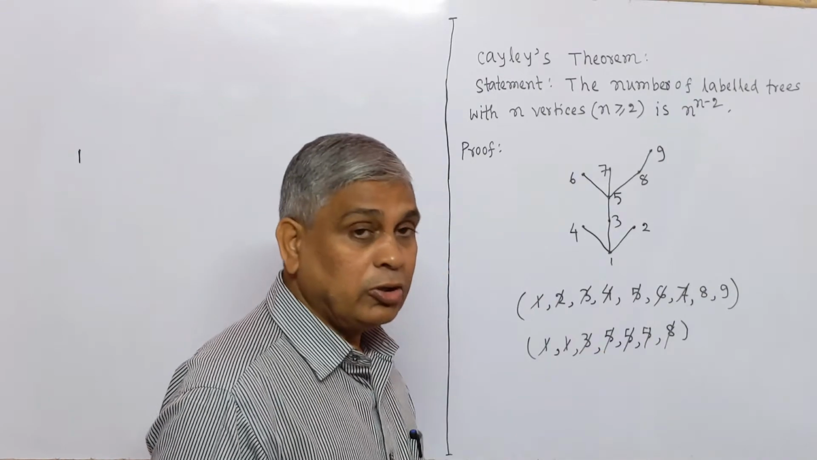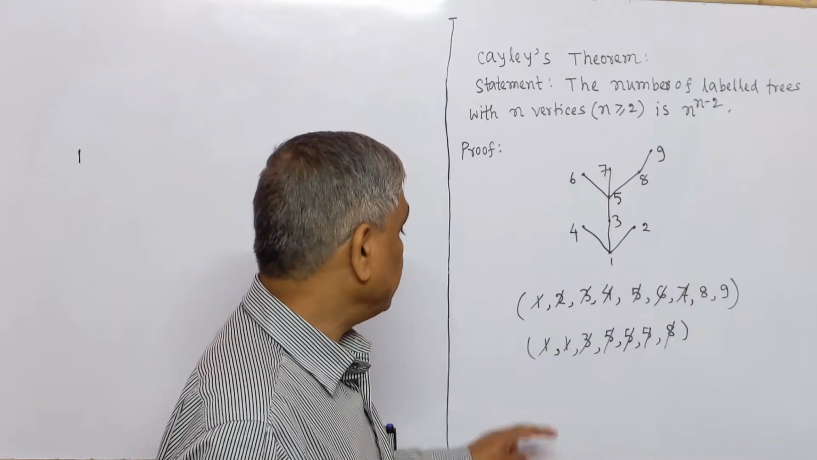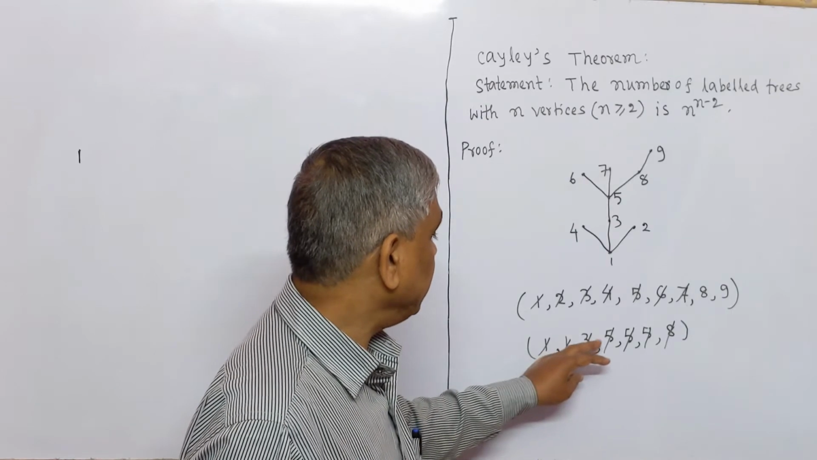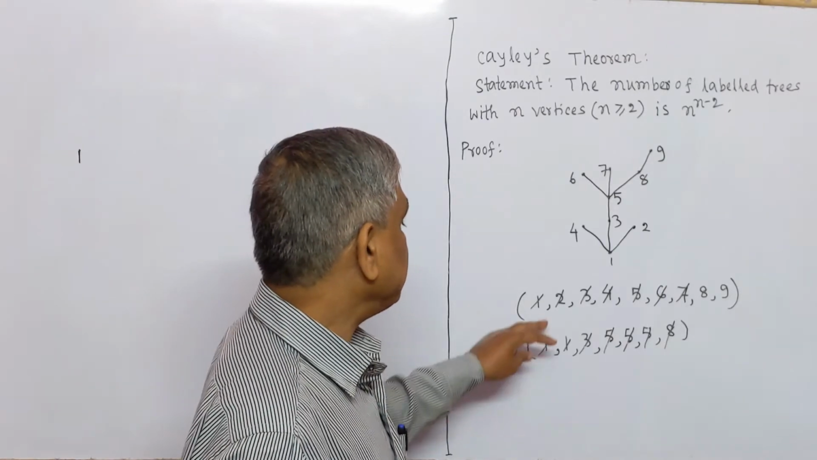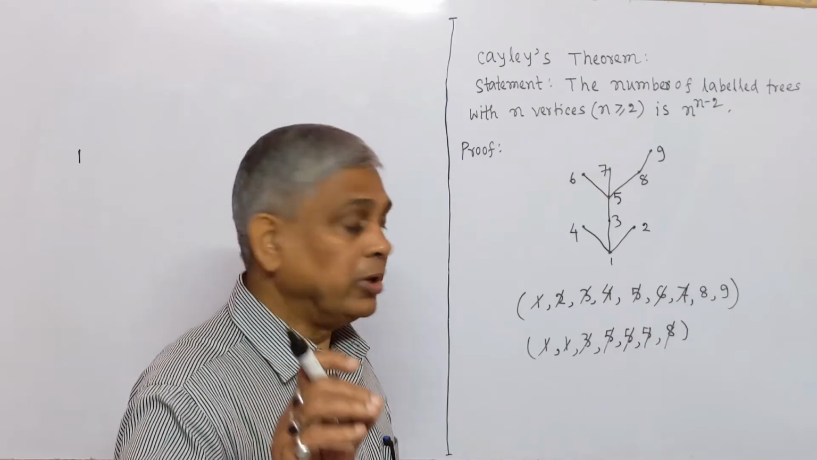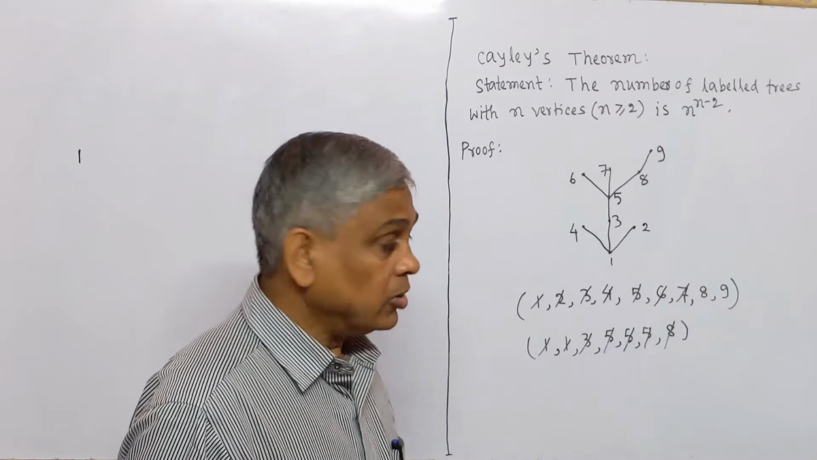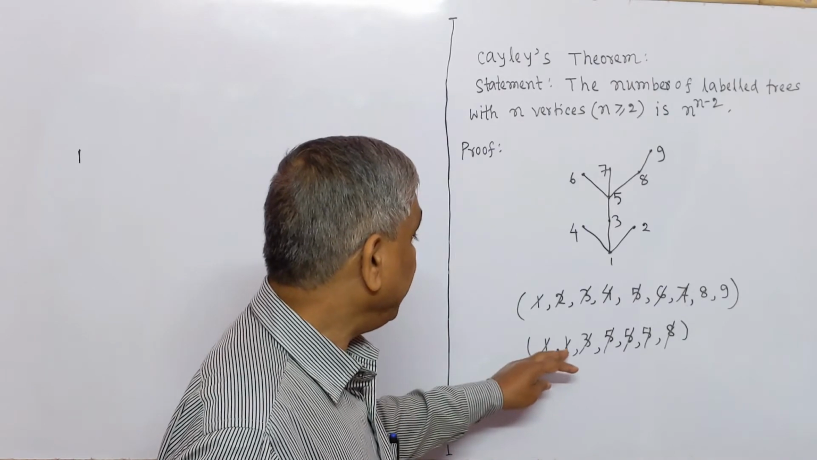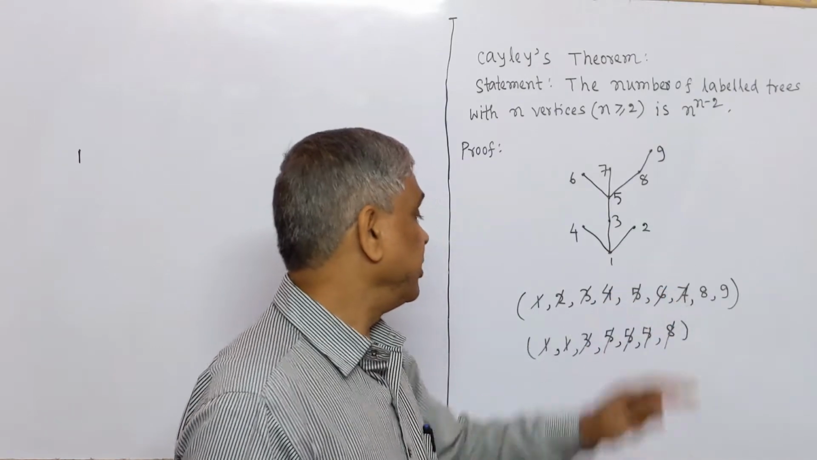We will follow this process for proving Cayley's theorem. Here we see that in the second sequence we get the numbers 1, 2, 3, 4, 5, 6, 7. In the first sequence it was 9 numbers. So the second sequence contains 2 fewer numbers. And here also we see that any number may be repeated. Here 1, 1, here 5, 5, 5.